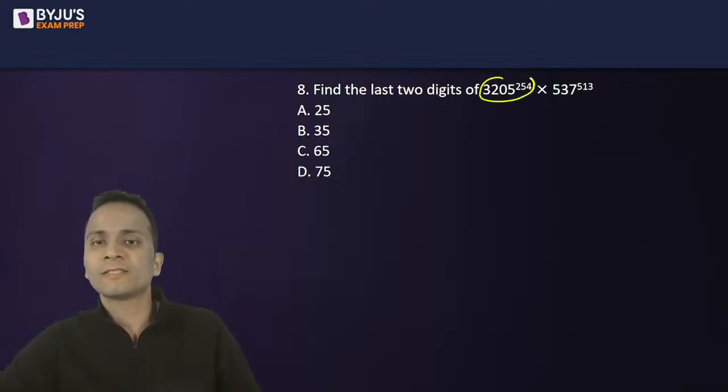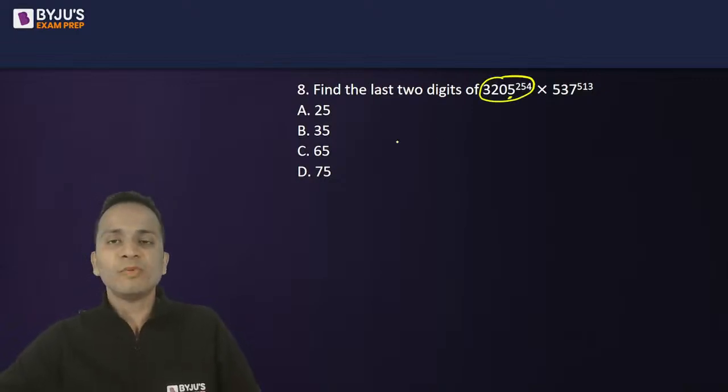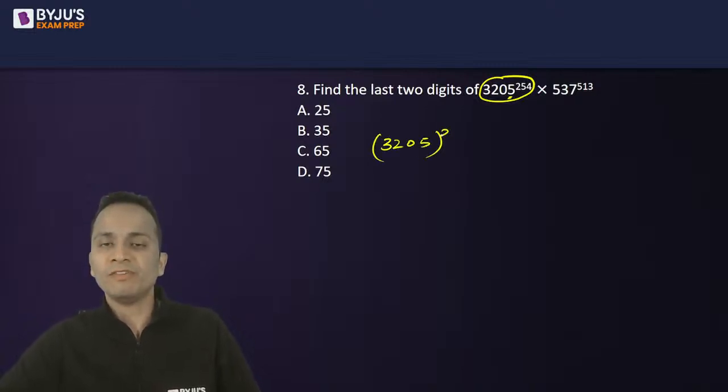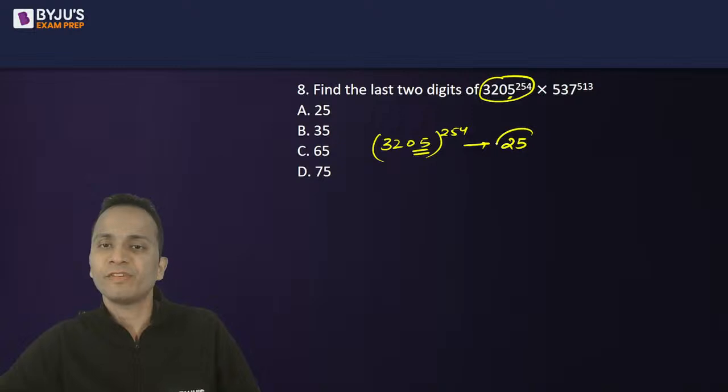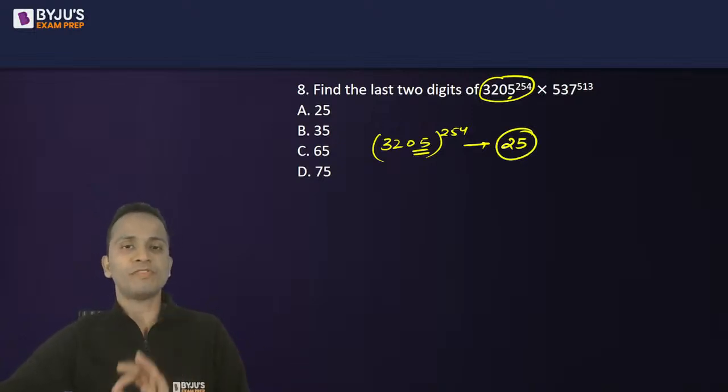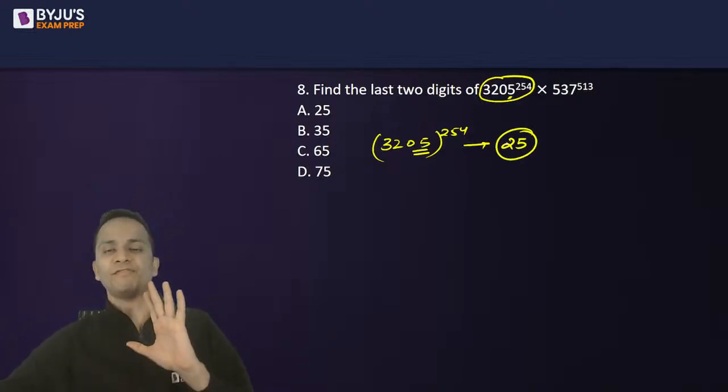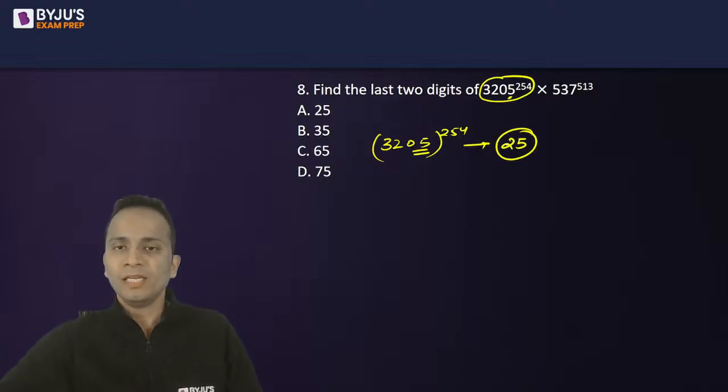Now look at this. The number is ending with 5, 3205, and the power is even, 254. So this number will always end with 25. So the last two digits of the first number will be 25. Simple as that.